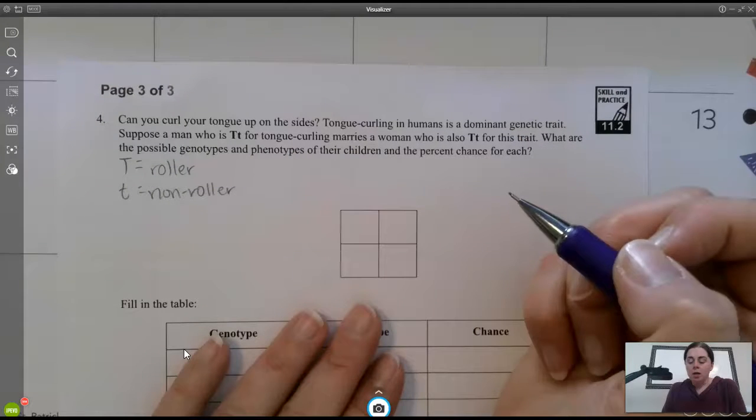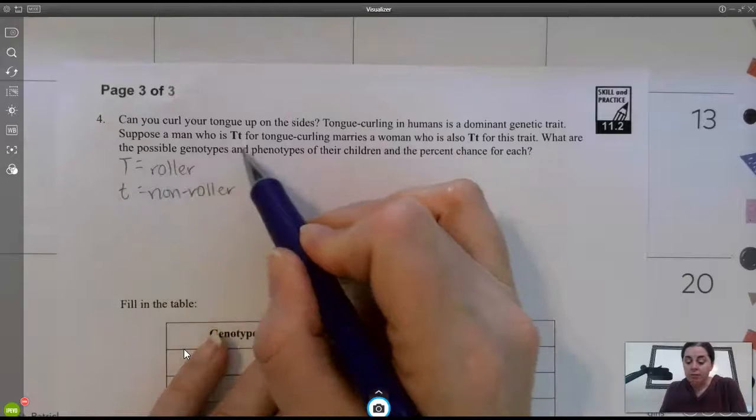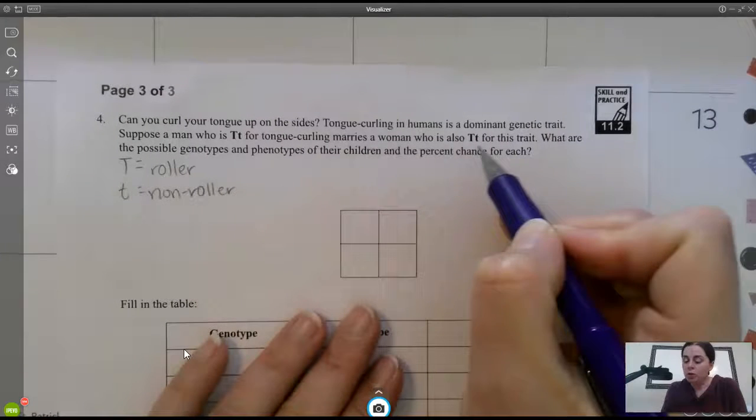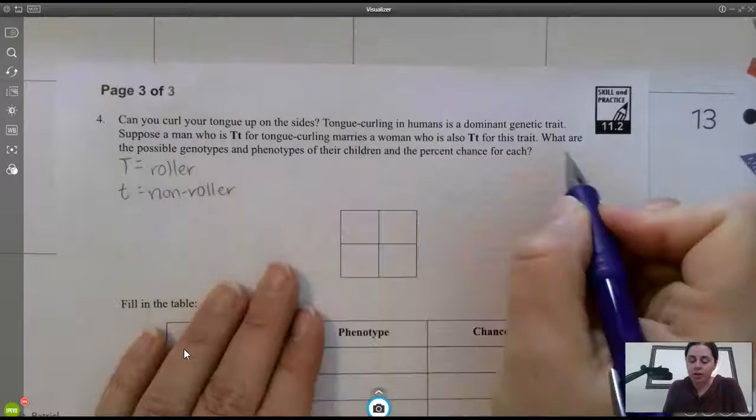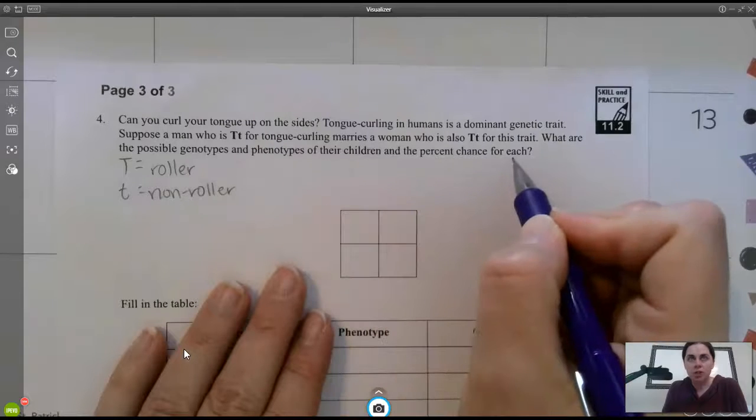Okay. Tongue curling in humans is a dominant genetic trait. Suppose a man who is heterozygous for tongue curling marries a woman who is also heterozygous for this trait. What are the possible genotypes and phenotypes of their children and the percent chance of each?